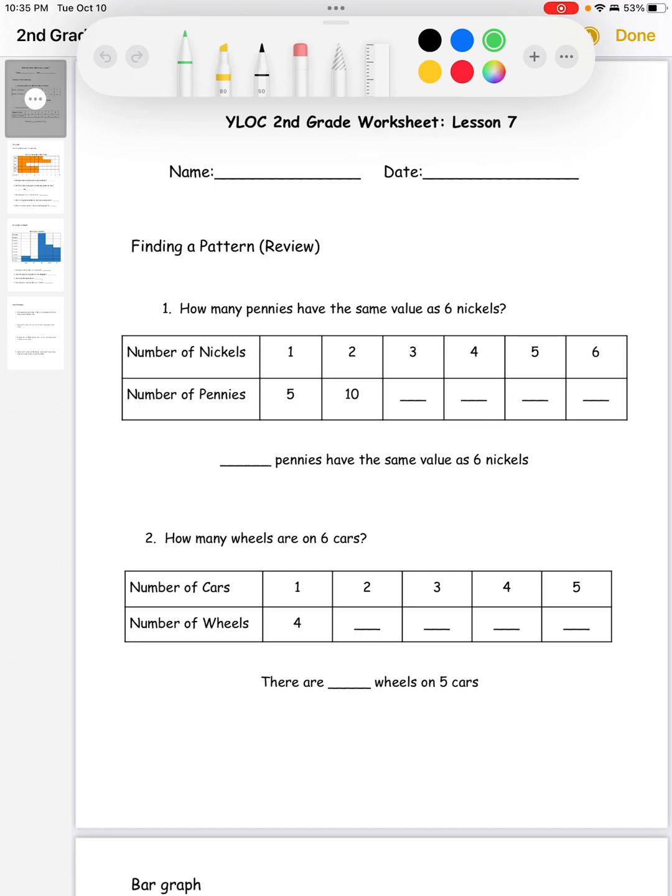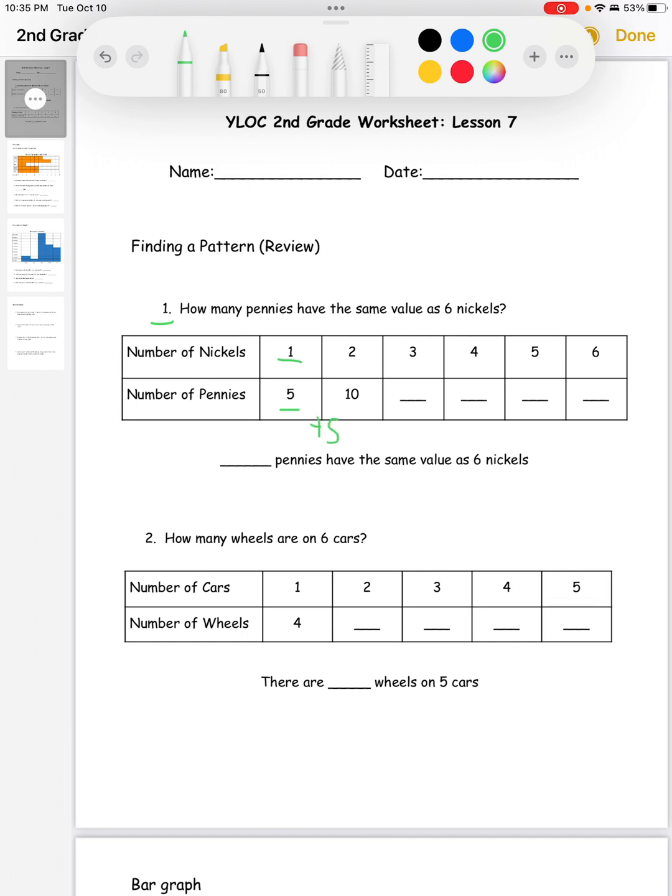Okay, it says finding a pattern review. Number 1. How many pennies have the same value as 6 nickels? So we know that a nickel is 5 cents, so 1 nickel is equal to 5 pennies, and 2 nickels are 10 pennies. So you would have a pattern of 5.